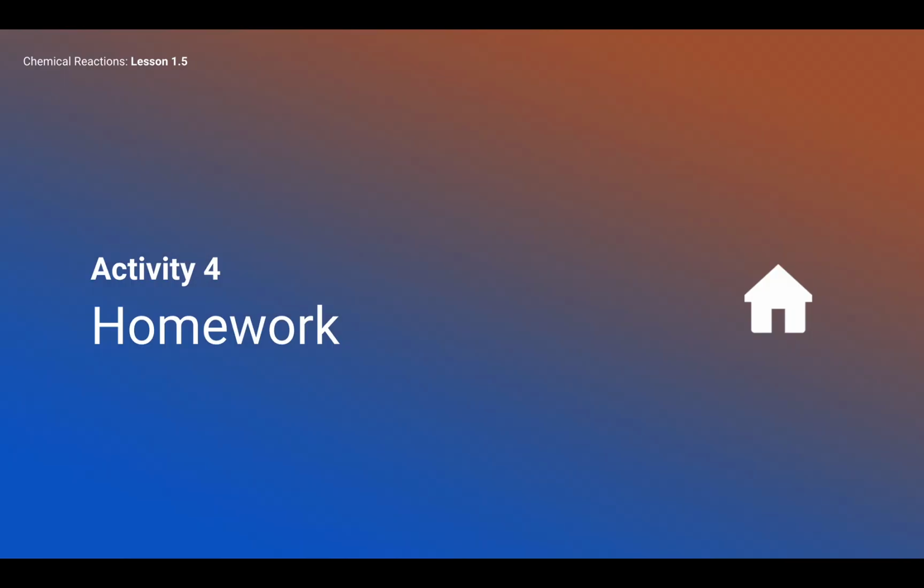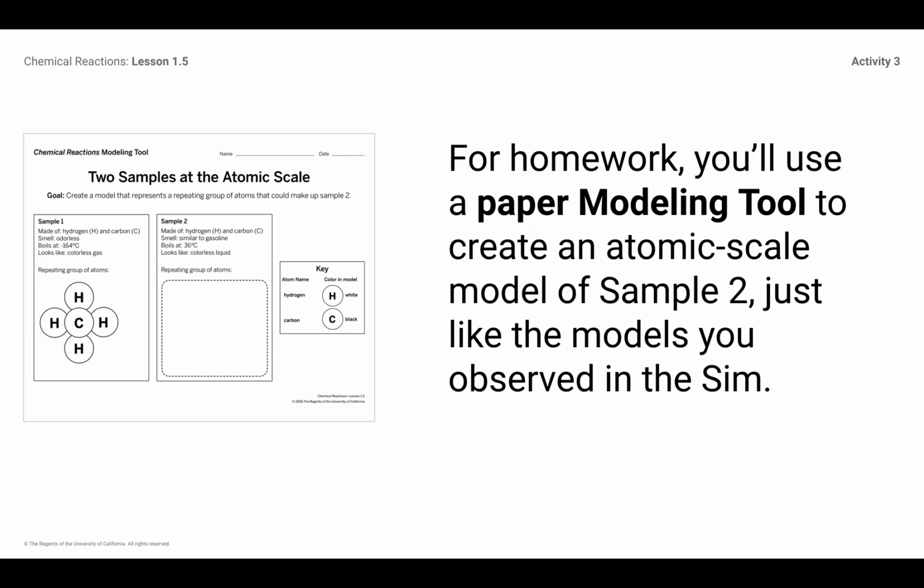Here's your homework. It's activity number 4. So go ahead and go into activity number 4. I have it, like I said, I've got that paper copy. I had you go ahead and put this into GoodNotes. It might be a better idea that you guys have it in GoodNotes so that you can use colors. You're going to use a modeling tool to create an atomic scale model of sample number 2, which is this right here, just like the models that you observed in the sim, okay?